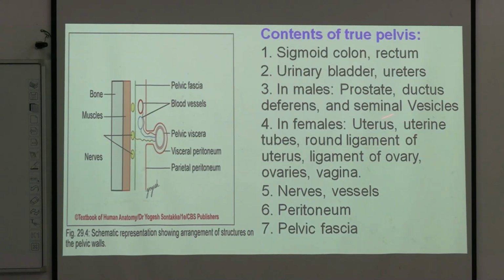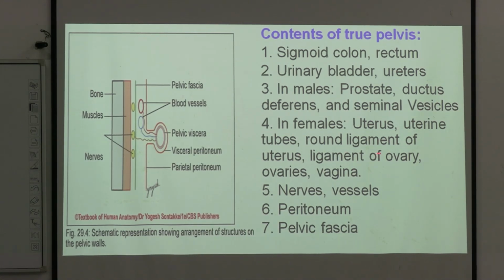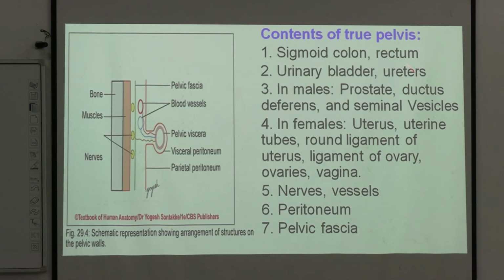Next we go to the contents of the true pelvis. These are the contents: sigmoid colon and rectum, which are part of the GI system. Next, the urinary system: urinary bladder and ureter. And this is the genital system. In males, prostate, ductus deferens and seminal vesicles. In females, there will be uterus, uterine tube, round ligament of uterus, ligament of ovary, ovaries and vagina. Next, there are nerves and vessels, peritoneum and pelvic fascia. So all these are contents of the true pelvis.